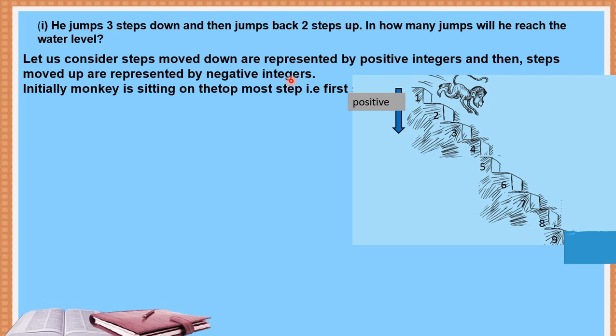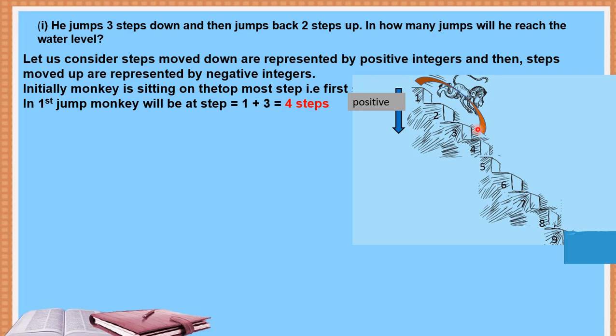Okay, so let's take, initially the monkey is sitting on the topmost step, that is the first step here. In the first jump, the monkey jumps 3 steps, so it will be 1 plus 3. So like this, 1 plus 3, that is the fourth step. So 1, first, second, third and fourth. So in this first jump, from the first step he reaches step number 4.